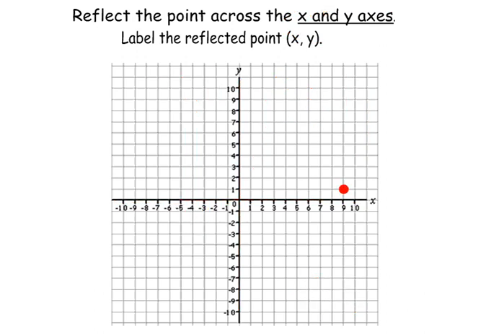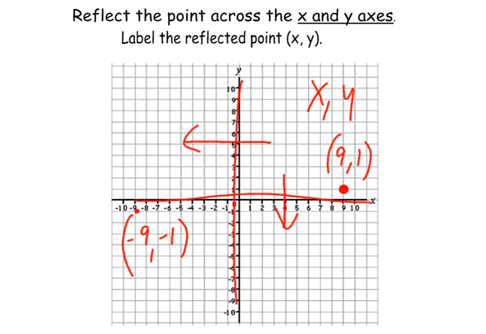All right, let's do another one of those where we reflect across both. So here I have the point 9, 1. So change both of them, change the x and the y. So I'm going to change that to negative 9, negative 1, which would be right here. Negative 9, negative 1. So you've reflected across the x, and you've reflected across the y by changing both coordinates.